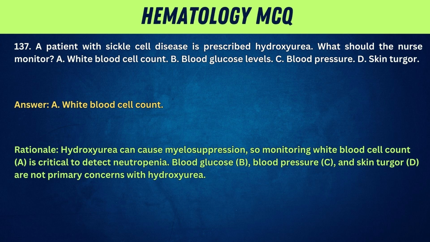137. A patient with sickle cell disease is prescribed hydroxyurea. What should the nurse monitor? A. White blood cell count. B. Blood glucose levels. C. Blood pressure. D. Skin turgor. Answer: A. White blood cell count. Rationale: hydroxyurea can cause myelosuppression, so monitoring white blood cell count, A, is critical to detect neutropenia. Blood glucose, B, blood pressure, C, and skin turgor, D, are not primary concerns with hydroxyurea.